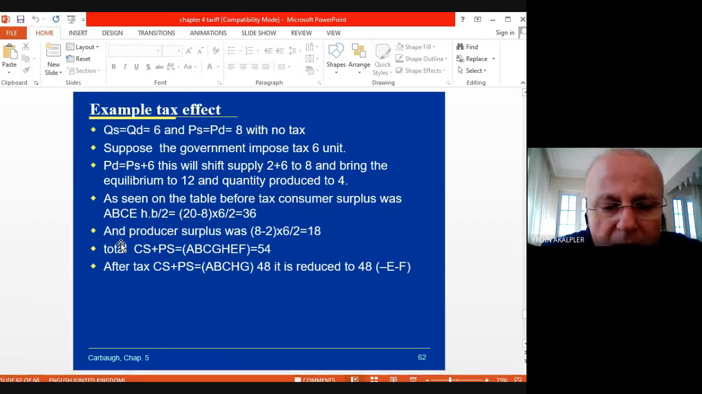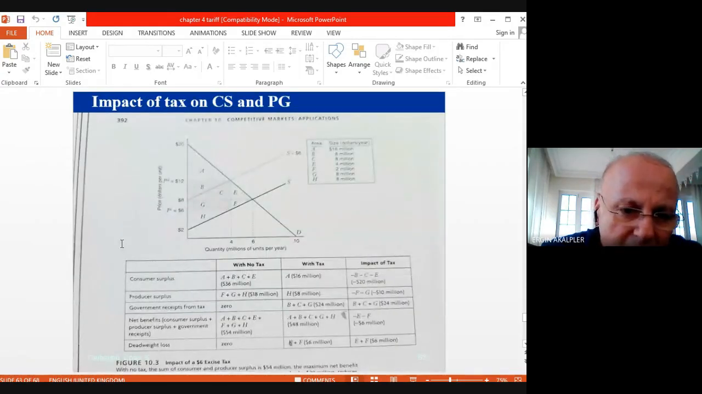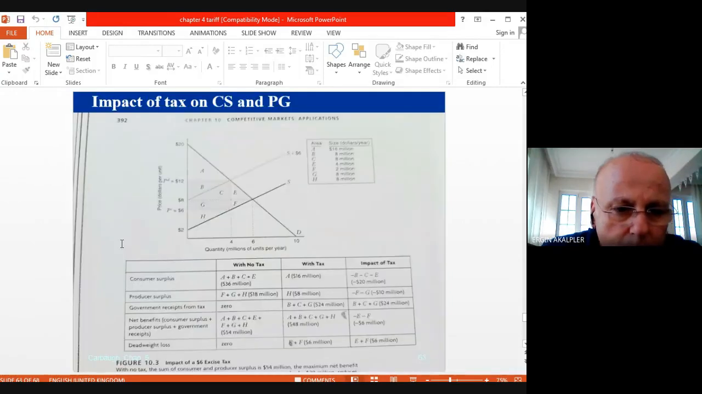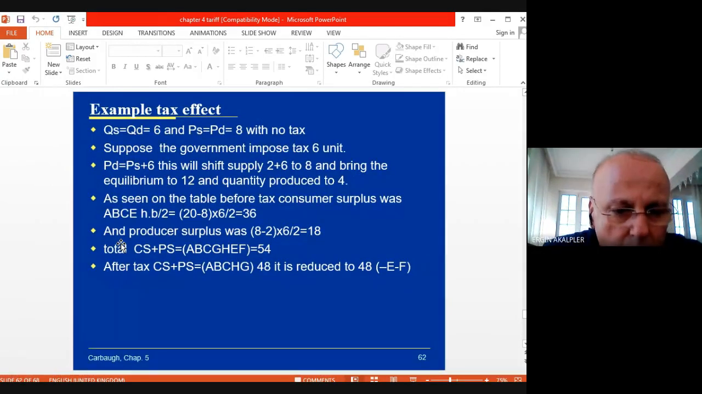As seen on the table, before the tax the consumer surplus was ABC, where height multiplied by base divided by 2 is equal to 20 minus 8 multiplied by 6 over 2, which gives us 36, and the producer surplus was again 8 minus 2 multiplied by 6 divided by 2, again height times base divided by 2, this triangle here. You see these triangles here. It's not very clear, but if you enlarge it and look, you will understand. Then you will have this equilibrium for the producer surplus as 18, and consumer surplus and producer surplus altogether is 42, 44, 54, sorry.